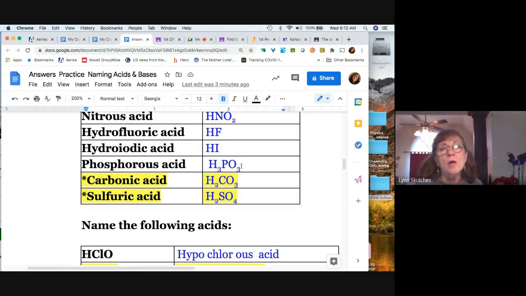Phosphorus is the phosphite ion. It has the same charge as the phosphate ion, so we need 3 hydrogens. And then 2 others that you've got to know, carbonic acid and sulfuric acid.